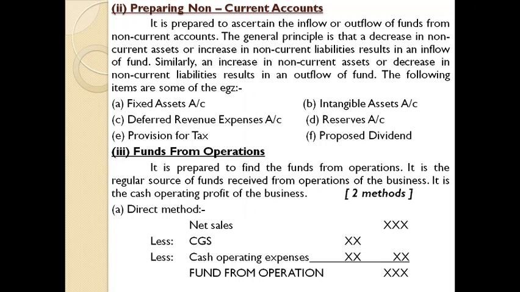But hopefully it won't come in the examinations or any form of test papers because it is one of the easiest methods. We are going to discuss other methods that will definitely be used in the examinations. So if you deduct cost of goods sold and cash operating expenses, you will get fund from operation.